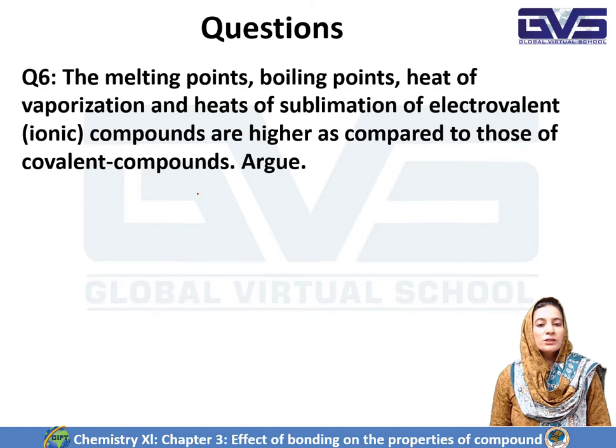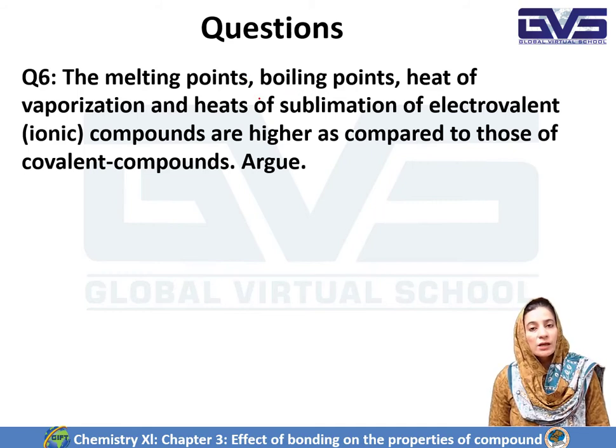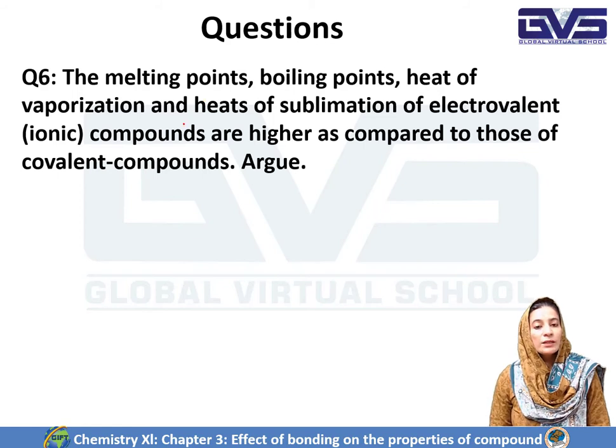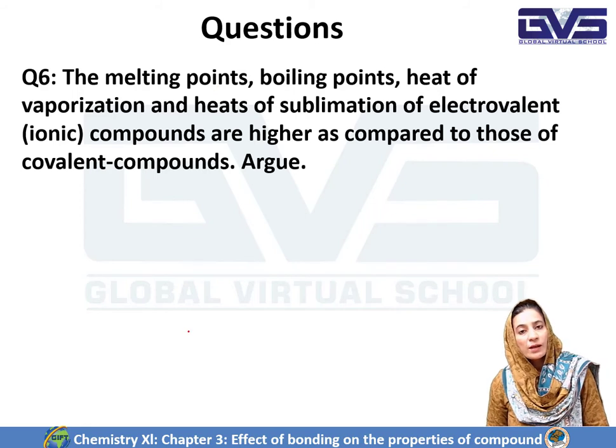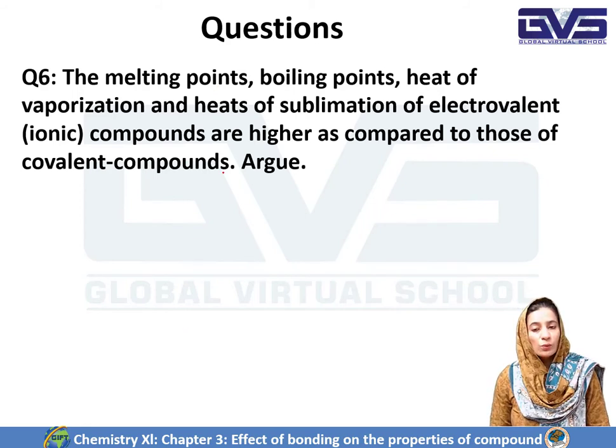And now we have the question: melting point, boiling point, heat of vaporization, heat of sublimation. First, you know what melting point is? The temperature at which the solid melts. The boiling point is the temperature at which the liquid boils, where the external pressure becomes equal to the vapor pressure of the liquid. Heat of vaporization is the heat required to vaporize a compound. Then heat of sublimation is the heat required to convert a solid directly into its vapors, or from vapors back to solid on cooling.